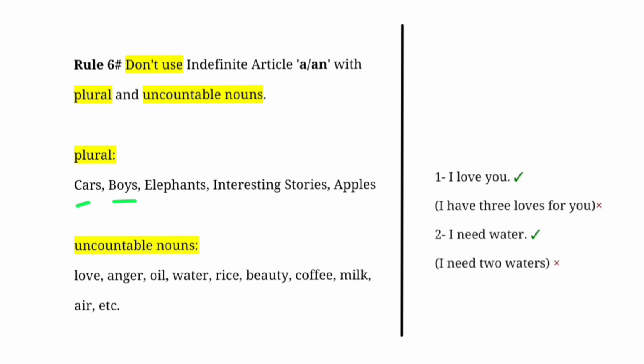Let's talk about uncountable nouns. As you see on the screen, love, anger, oil, water, rice, beauty, coffee are all uncountable nouns. If you have noticed, we cannot count them, as you cannot say to a person, I have 3 loves for you. That doesn't make any sense. Instead, I love you is correct. Similarly, you can say, I need water. You cannot say, I need 2 waters.